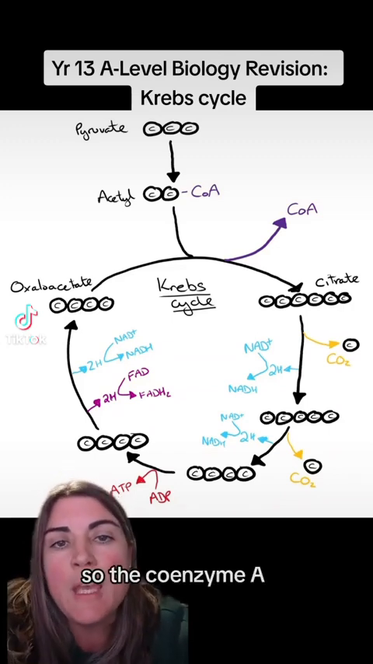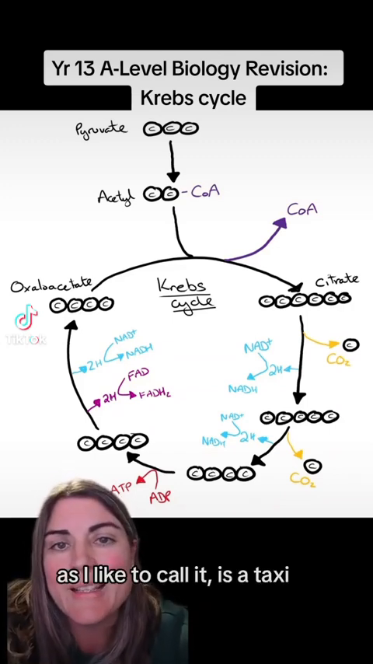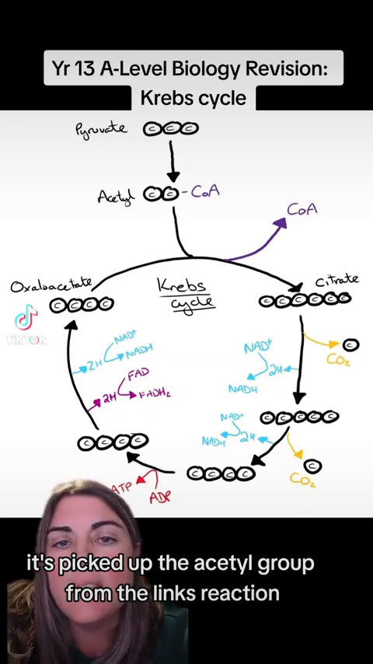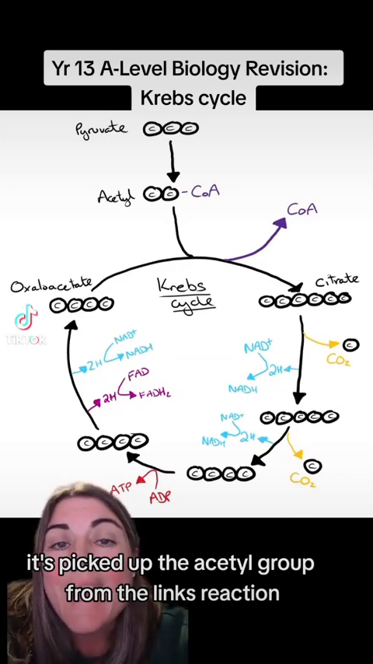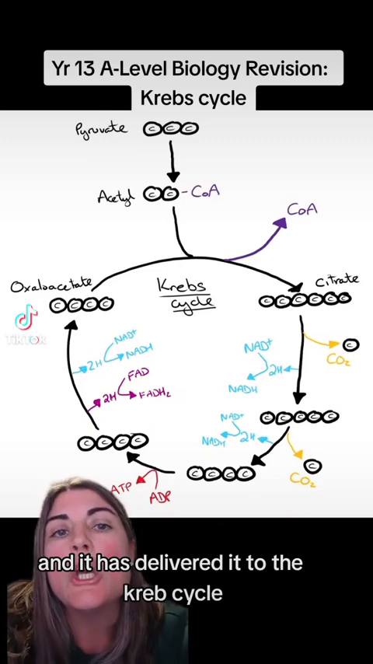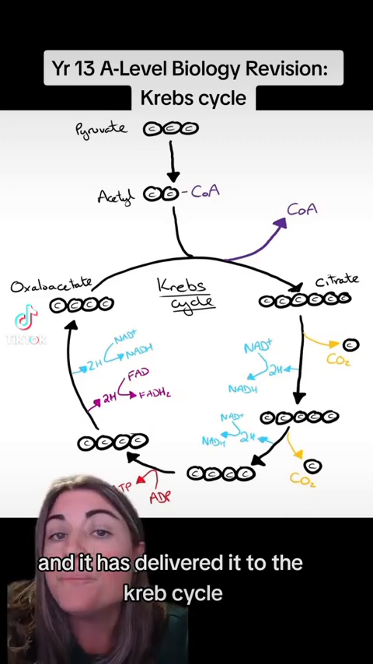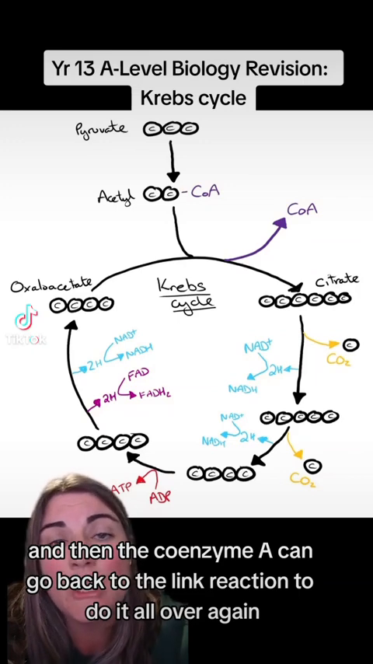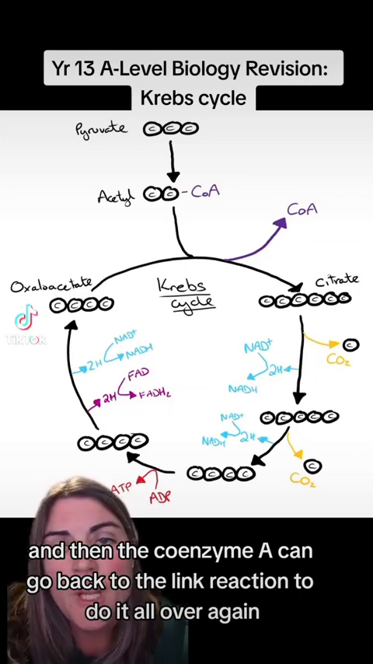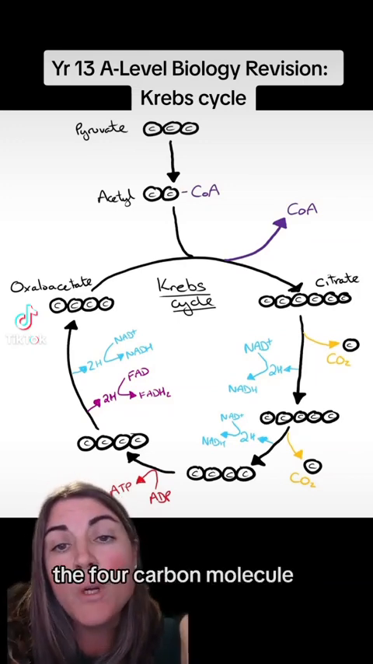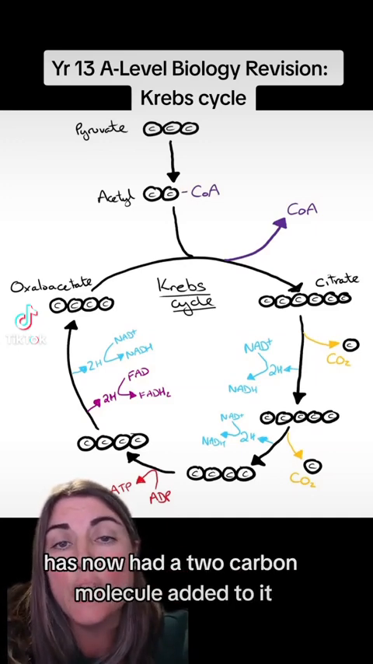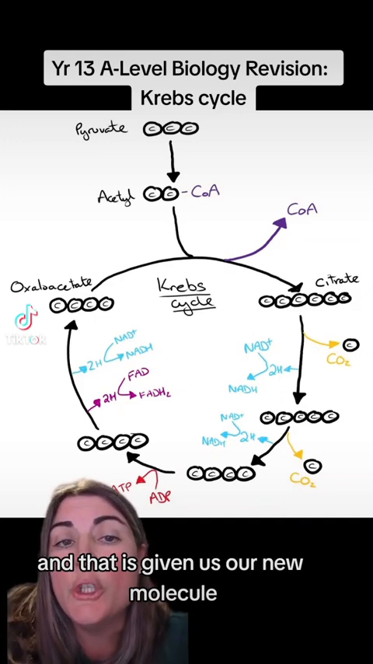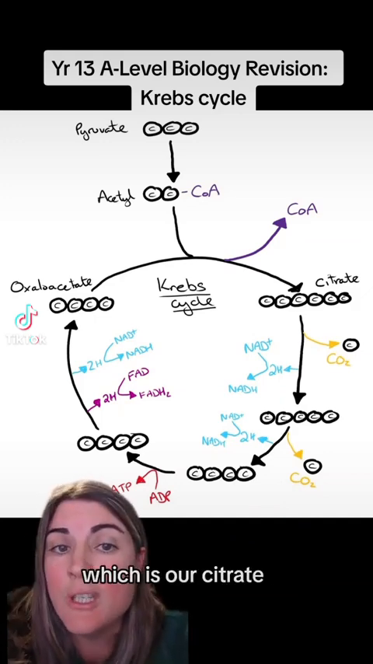So the coenzyme A, as I like to call it, is a taxi. It's picked up the acetyl group from the link reaction and it has delivered it to the Krebs cycle, and then the coenzyme A can go back to the link reaction to do it all over again. So the oxaloacetate, the 4-carbon molecule, has now had a 2-carbon molecule added to it, and that has given us our new molecule, which is our citrate.